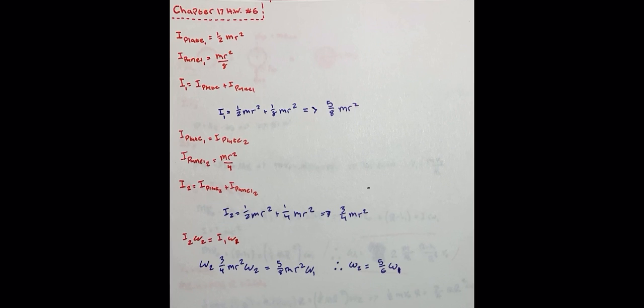And the inertia of the whole thing is just those added up, which comes to 5/8 mr squared. And then we know that the plate doesn't change in either state, so the inertia in state 1 and state 2 is the same. But the panel in state 2 goes to mr squared over 4. And the state 2 inertia is just both those summed up, which is 3/4 mr squared. And we know that I2 omega 2 and I1 omega 1 are equal to each other. We can just plug in and solve for omega 2, which is 5/6 of omega 1.